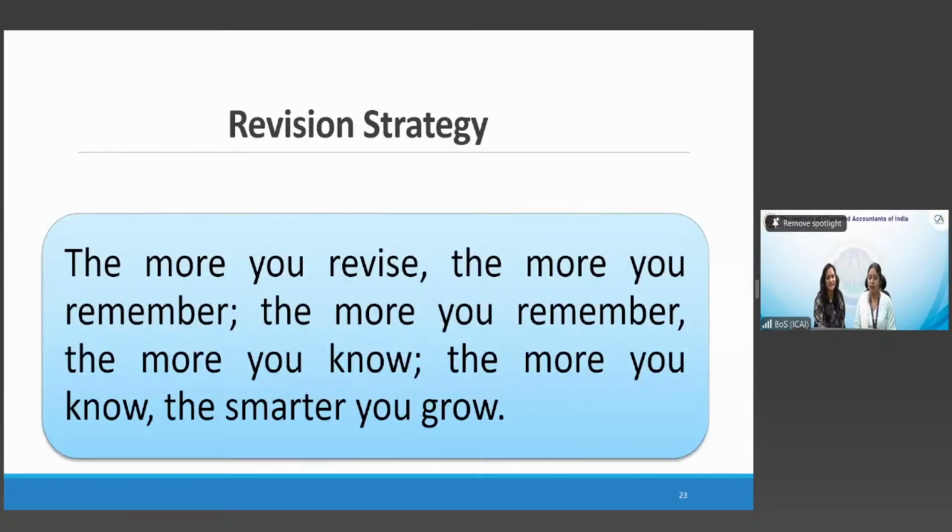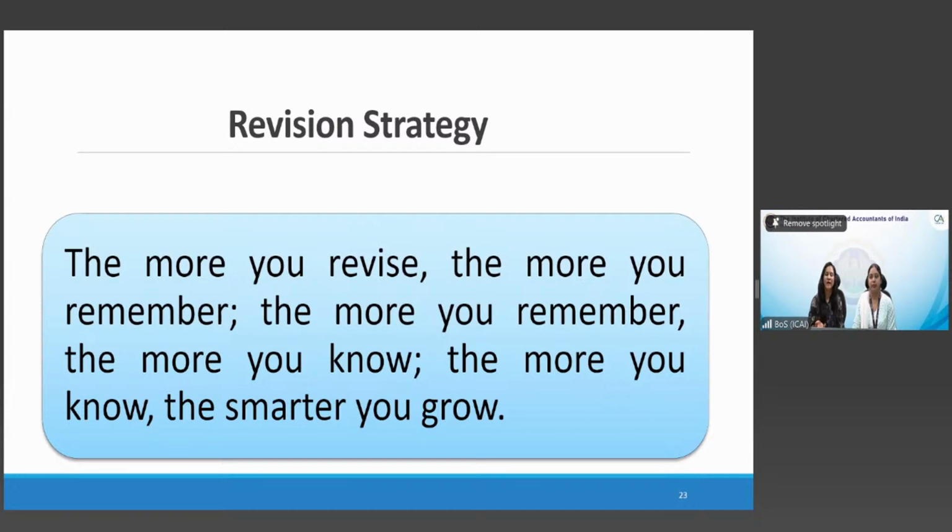Revision strategy, we always say the more you revise, the more you remember. And the more you remember, the more you understand, the more you know. And the more you know, the smarter you grow. So this is basically the outcome of the revision. If you revise more, you are able to remember more, and you will be able to present the answers in a better manner in the examination.